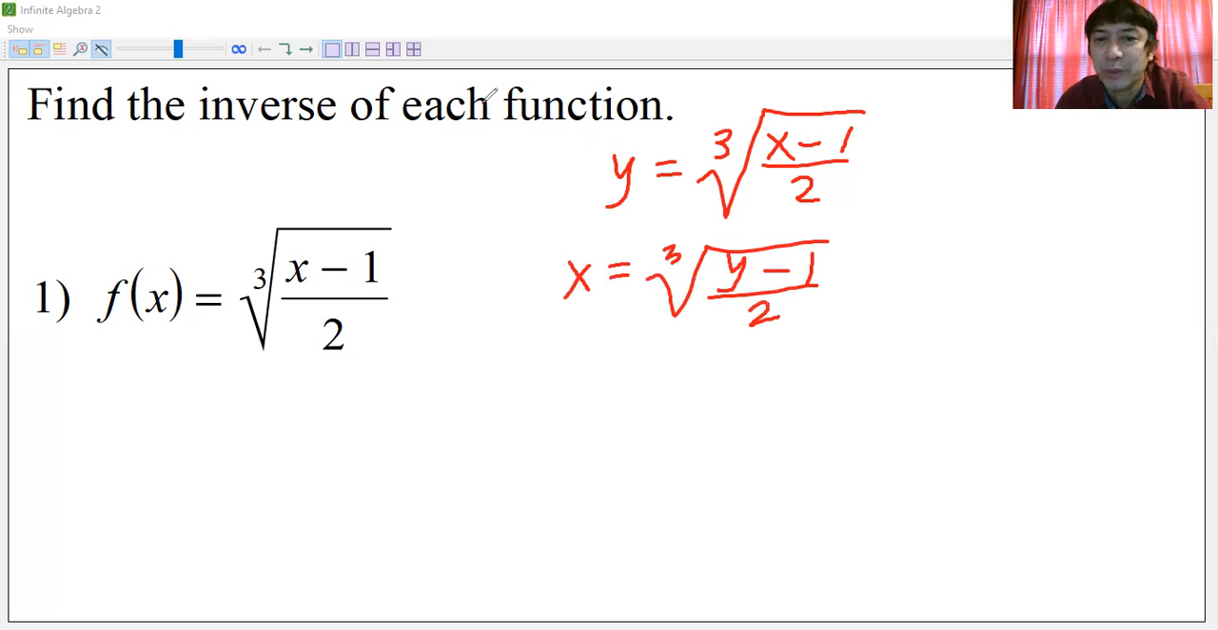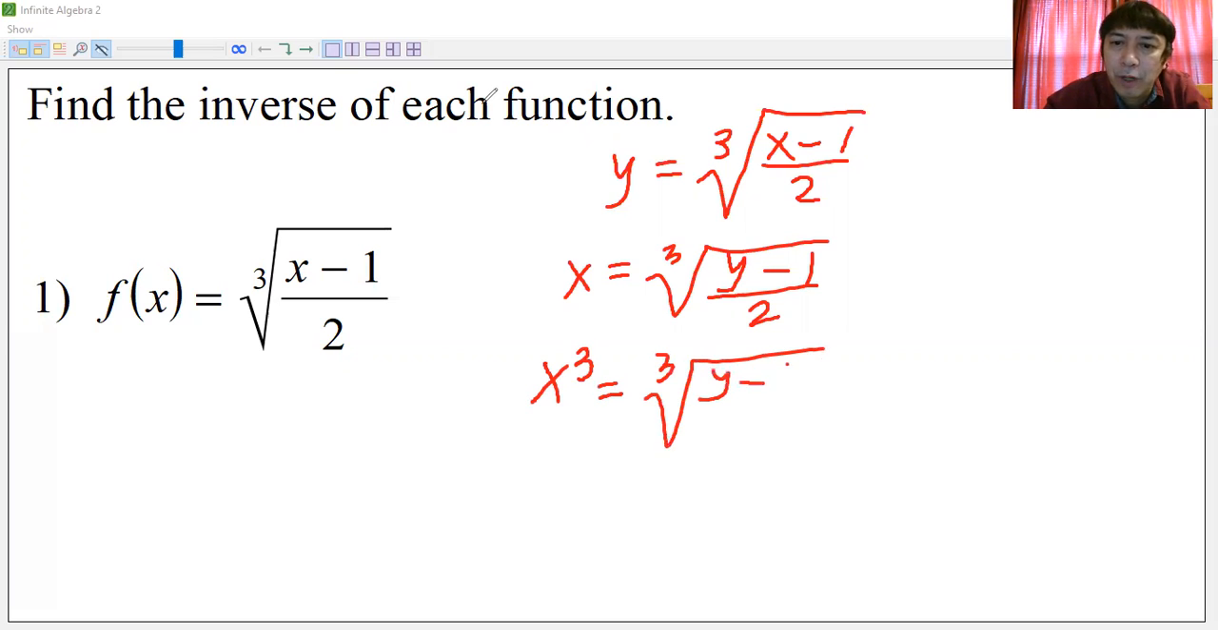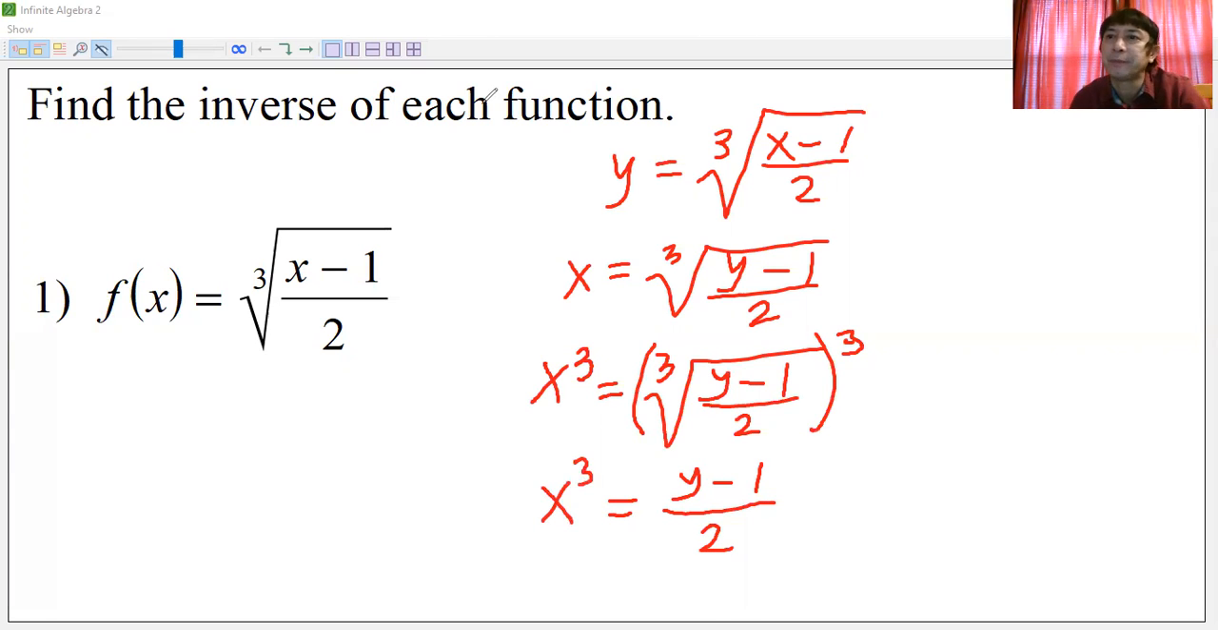So in doing that, we will be doing literal equations here. First thing we do here with the cube root is raise both sides to the power 3. So this will be x cubed, and this is now the cube root of (y minus 1) over 2. We shall raise this to the power 3, so that the cube root and the exponent 3 cancel each other. The right side will just become (y minus 1) over 2, while the left side is x cubed.